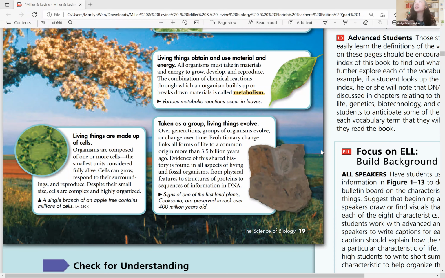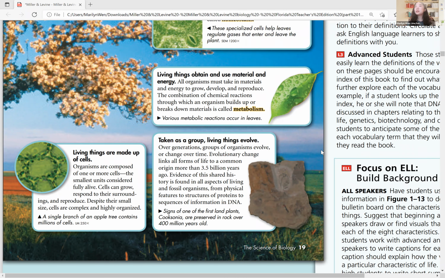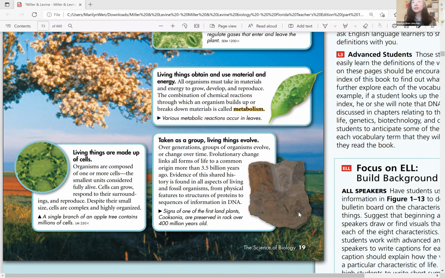For right now, you just have to know that there are 8 characteristics described by the textbook that are the definition for living organisms. Living organisms contain DNA, they grow and develop, they respond to stimuli, they reproduce, they maintain homeostasis, they use material and energy through metabolism, they're made up of cells, and they evolve as a group. Okay.